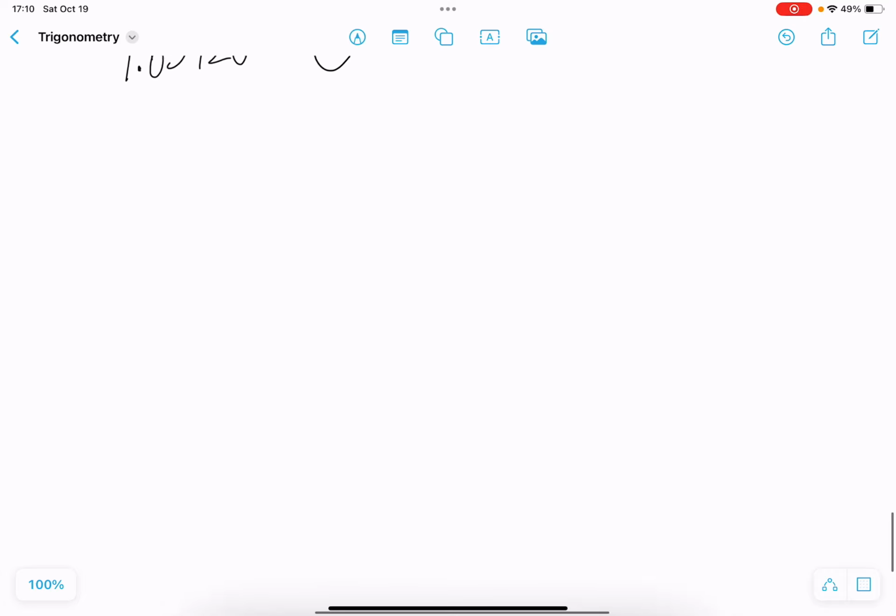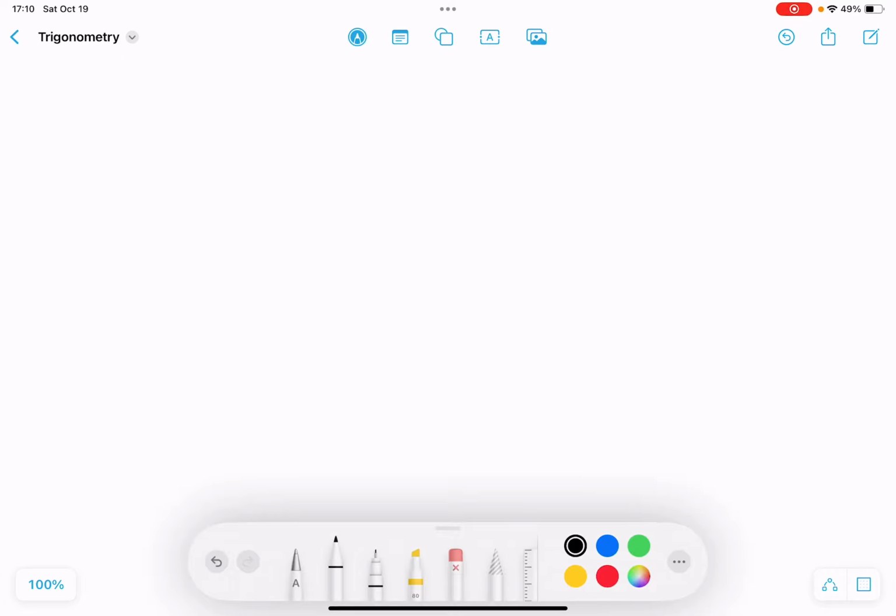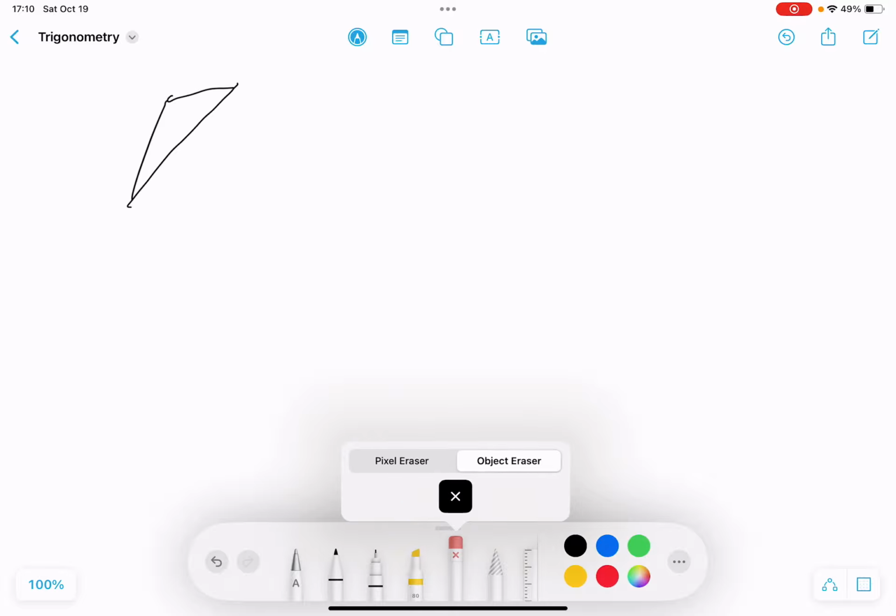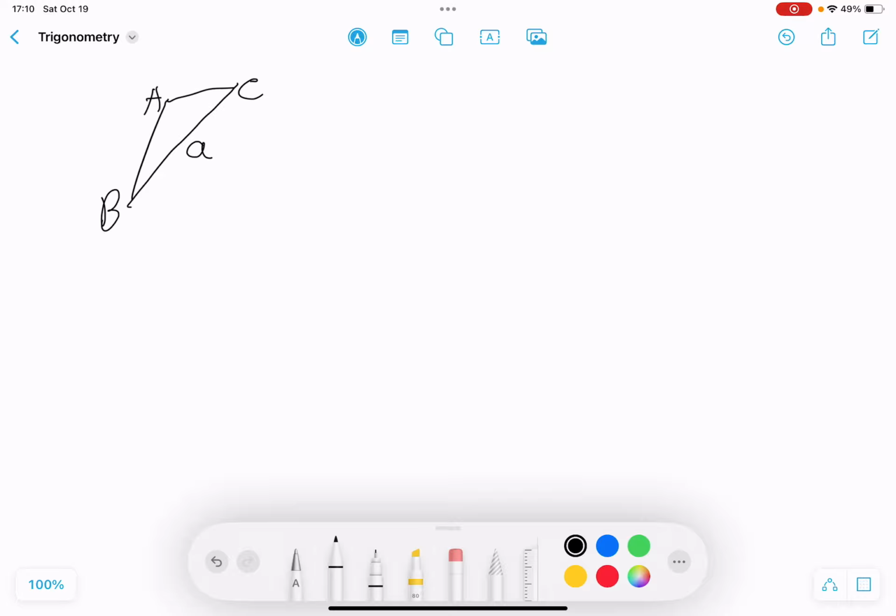So what about the law of cosines? The law of cosines basically states that, again, in a random triangle, let me just try to make this more randomish, because it actually works for any triangle, not just right triangles or anything. So side A, side B, side C.